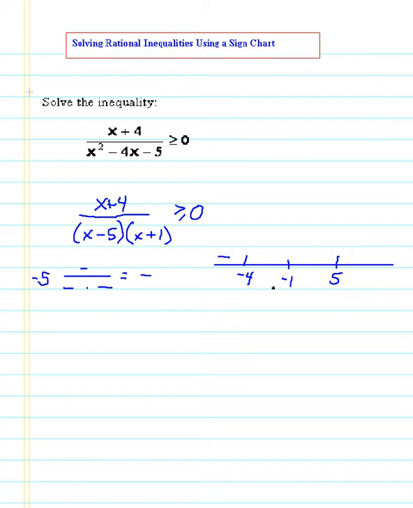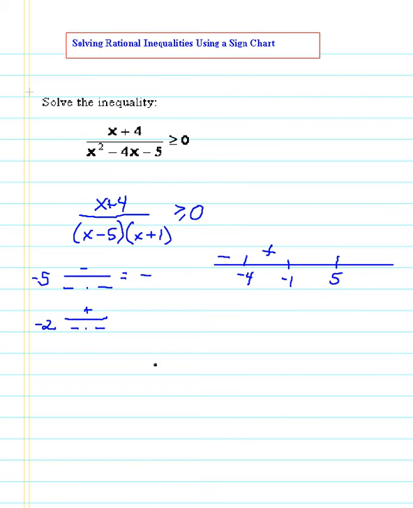Now I'll choose a value between negative 4 and negative 1. I'll choose negative 2. And again, by substituting it in each place, I'd have negative 2 plus 4, which is a positive number. In the denominator, negative 2 minus 5 is a negative number. Negative 2 plus 1 is also a negative number. Now the denominator here will become positive, so we'll have positive divided by positive, and that's positive.